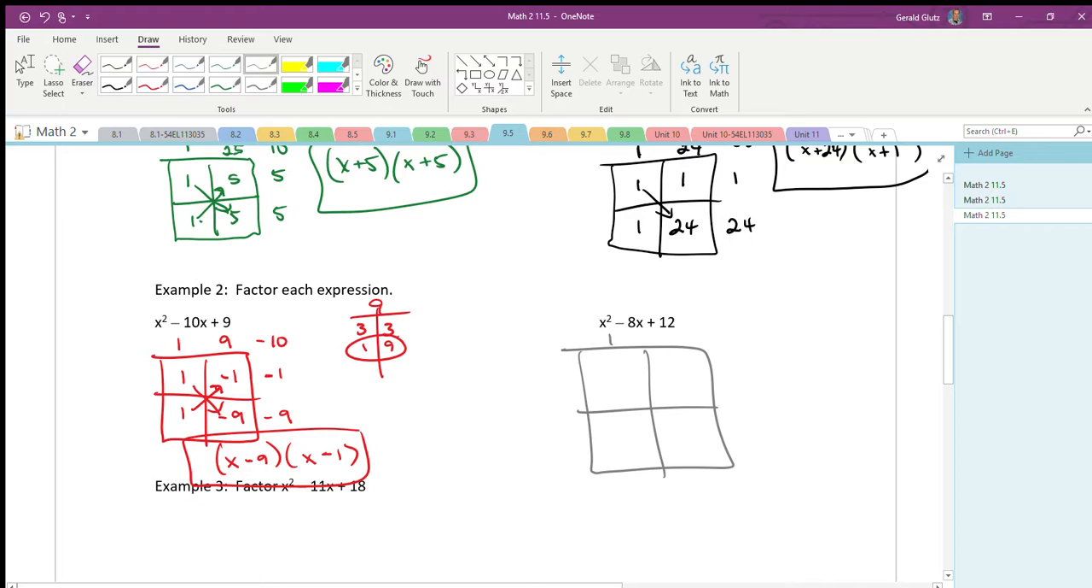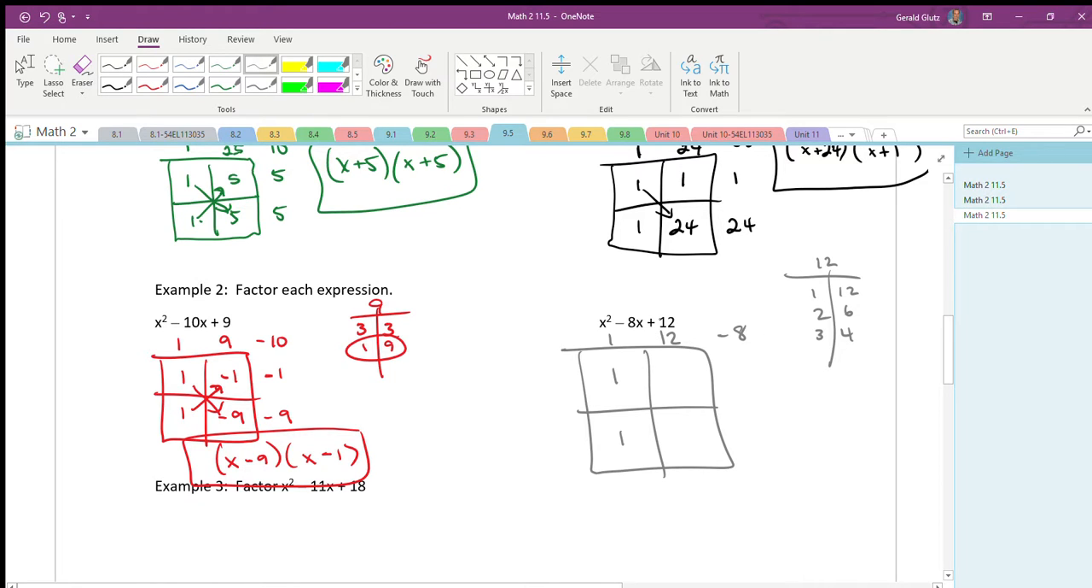So a is 1, c is 12, b is negative 8. So factors of 12 are 1, 12, 2, 6, 3, 4. So when you're doing these factor trees, it helps to start at 1 here and then just go in order, so you don't repeat anything. 1 times 1 is 1. So I need two numbers that multiply to equal 12 and add up to negative 8.